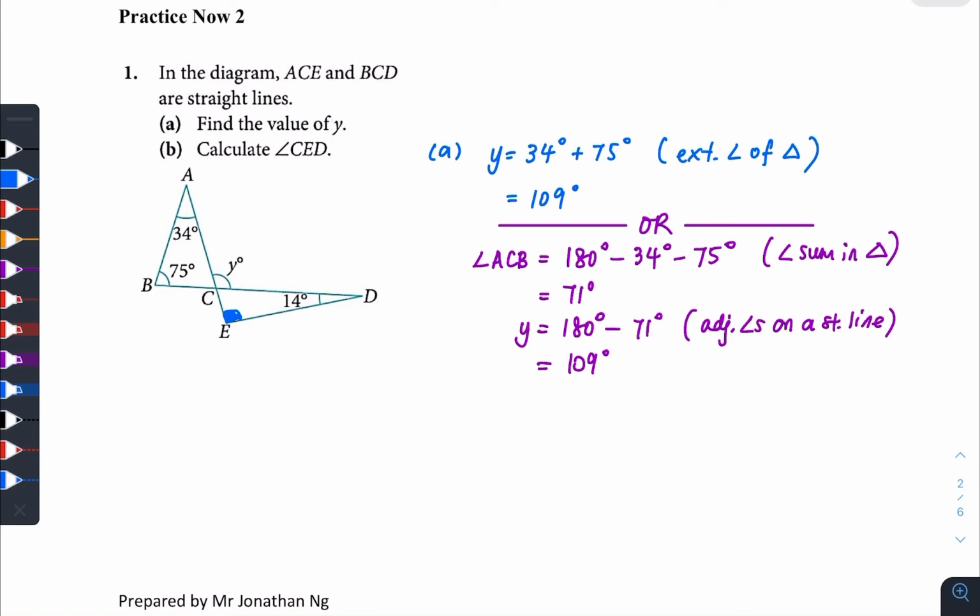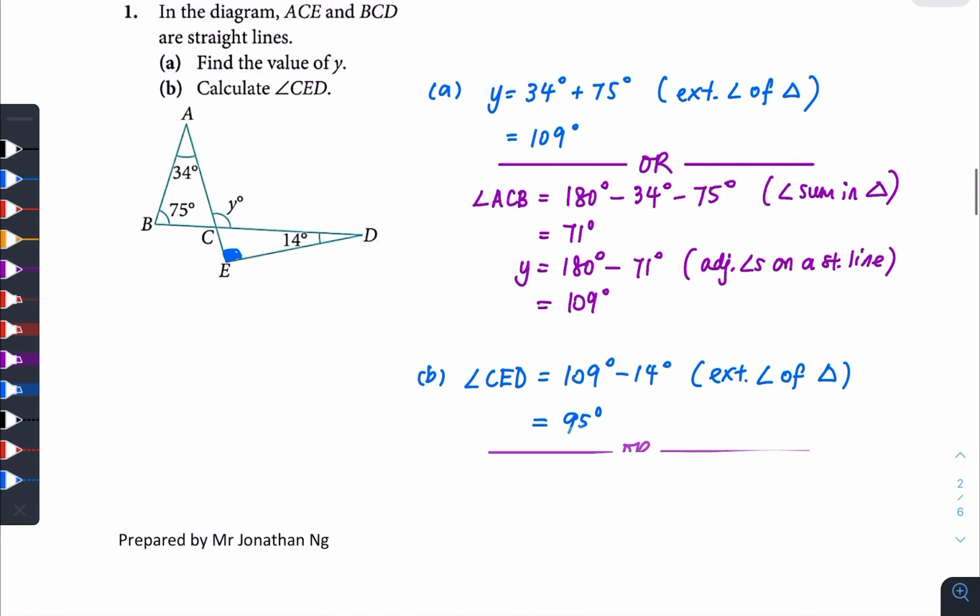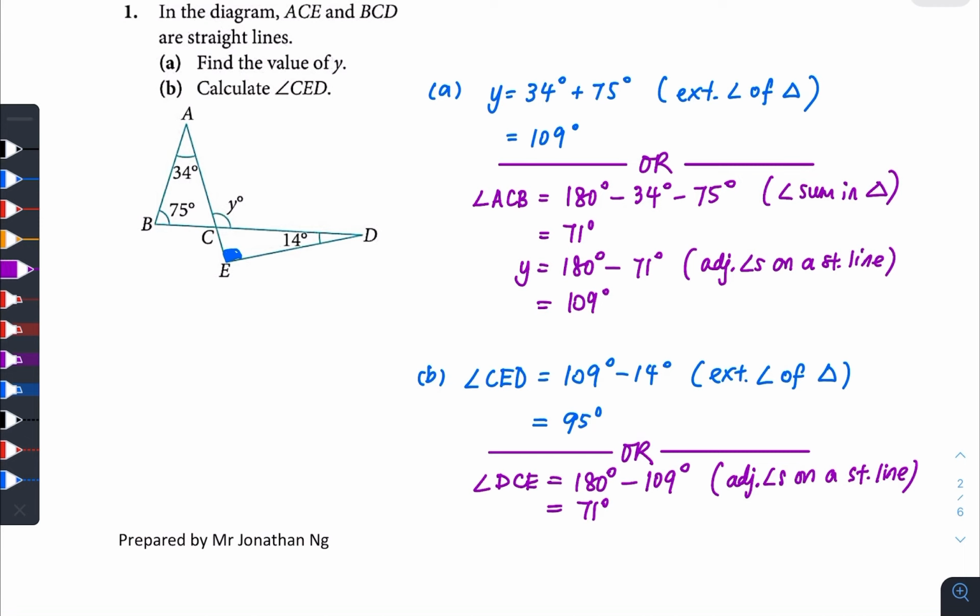So this will be equal to 95 degrees. Alternatively, there's a second method. We can also write down DCE is equal to 180 minus 109, which is to find this angle first. DCE first. We write down adjacent angles on a straight line equals 71. Then 180 minus 71 minus 14 will give us the final answer, 95.